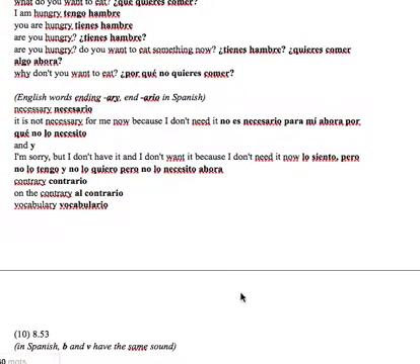Okay. After we have another formula, the words like necessary, military, vocabulario, necessary, necesario. It's not necessary for me now because I don't need it. No es necesario para mí ahora porque no lo necesito. Be careful to not pronounce this stuff too quickly because people may not understand. No lo necesito. Okay?